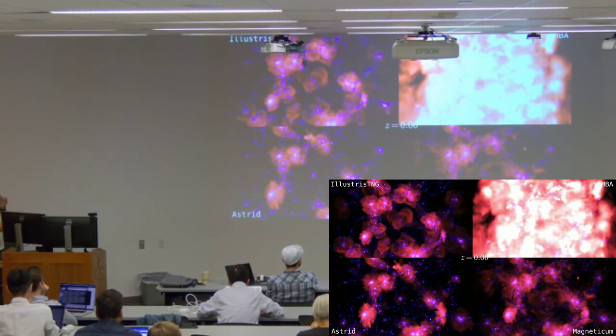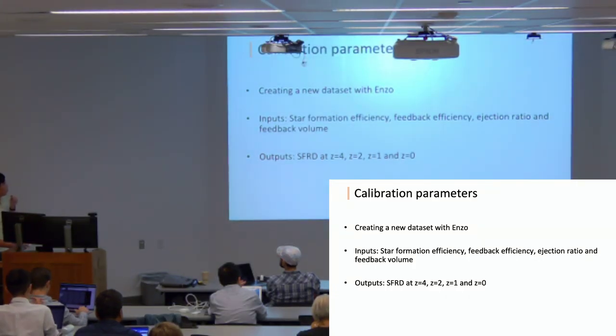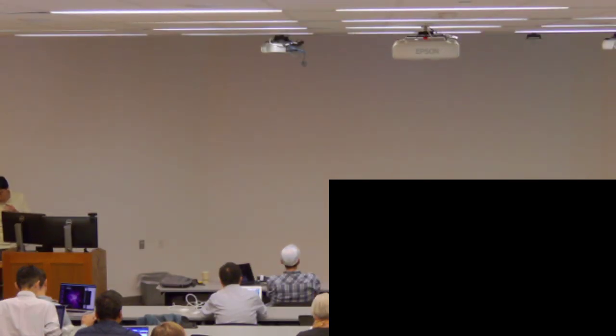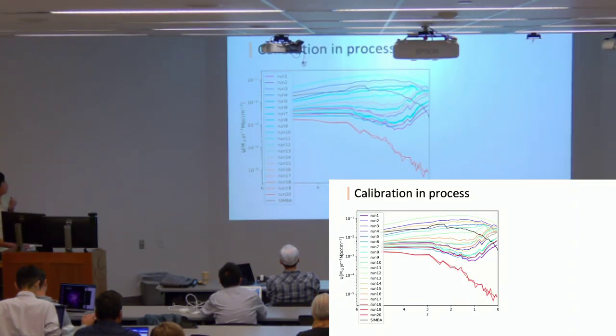At the moment, there's TNG, Simba, Astrid, and Magneticum, and they are varying 6 parameters, 2 cosmological and 4 astrophysical. What I wanted to do is to create this new data set with Enzo. We are just using the Chen and Ostriker model again, but now we are increasing the degrees of freedom, so we have more parameters that we are allowing it to vary. And we are trying to match the star formation rate density at 4 different redshifts. So this is the calibration that is ongoing.